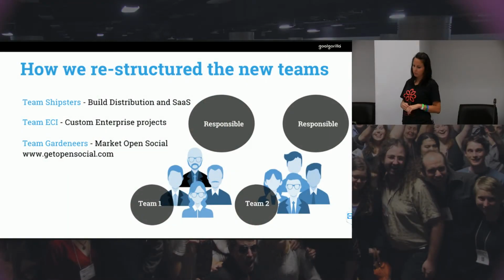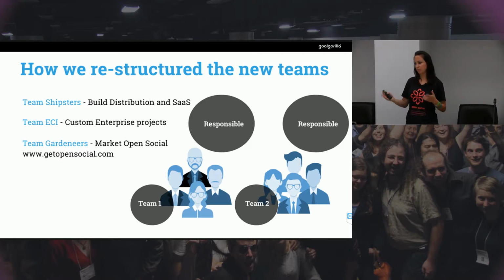We added 1 extra designer, and we added 1 front-end developer. And we also added a part-time developer who was going to help out with support, like maintaining, doing module updates, bug fixes. So that made it a total of 15. And out of that, we created 3 teams. The team Shipsters, which focuses on building the distribution and also building our SaaS product. We have the team Easy, and they are really focusing on the enterprise projects.